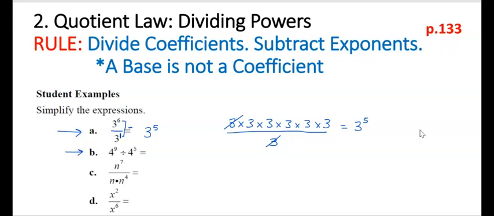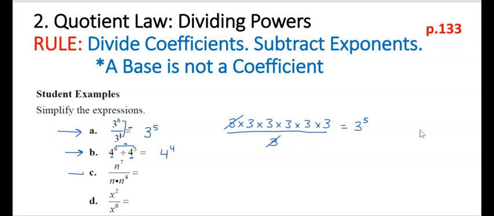Same thing goes here with b. We have a base of 4 and we have exponents 9 and 5. We're doing division, but there's no coefficients to divide. It's just bases. So we keep the base and we subtract our exponents. 9 minus 5 is 4. So simplified, this is 4 to the power of 4.